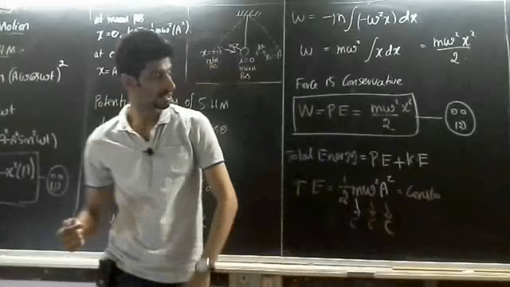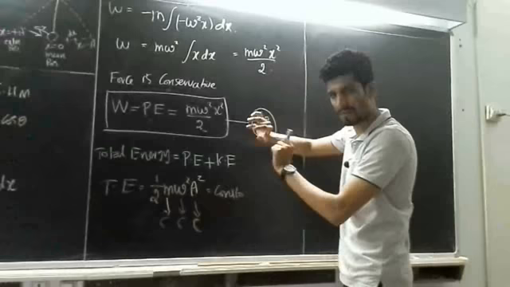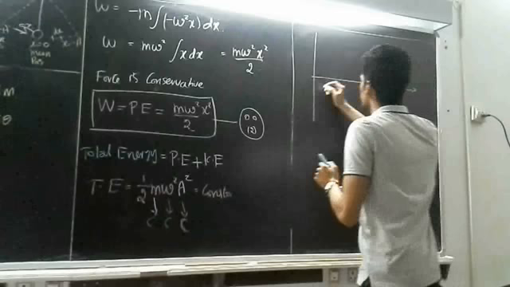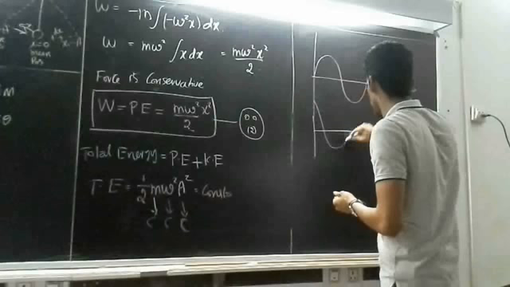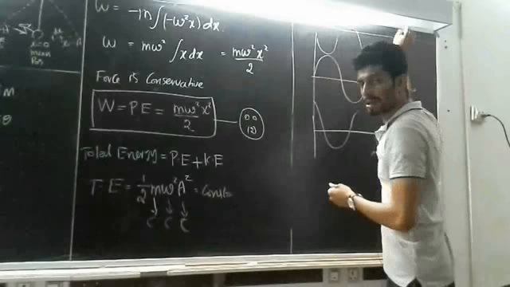See, I'm going to represent whatever I have discussed so far very simply in terms of a graph. So this is going to be the displacement function. And the velocity function is a cos function. And acceleration is again the same, and you start from the left, the negative side. And what sort of graph can we expect for the total energy?